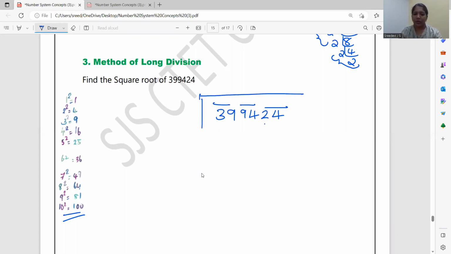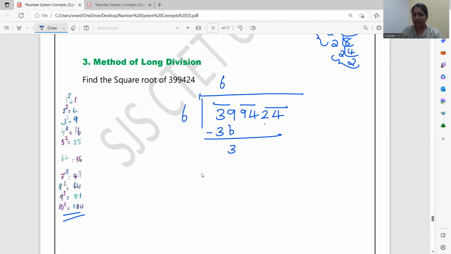Look at the first pair. What is that? 39, right? You have to think about what perfect square is coming just less than this 39. 6 6s are 36, 7 7s are 49, right? So we'll write 6 6s are 36. Then we have to subtract it. What answer will we get?